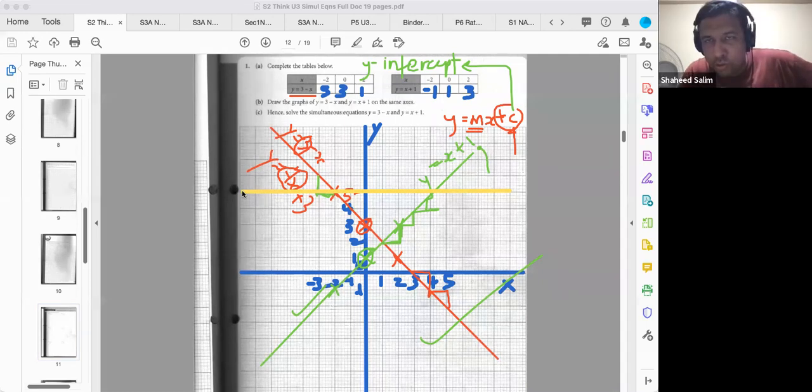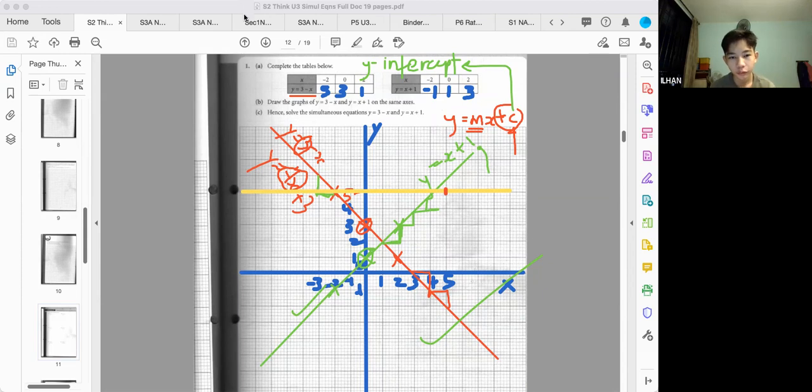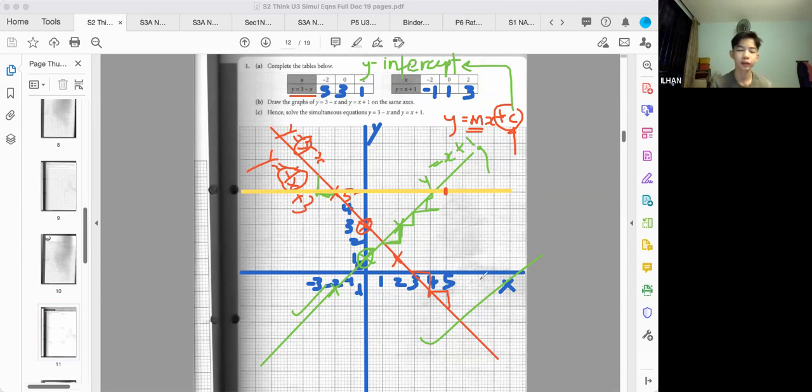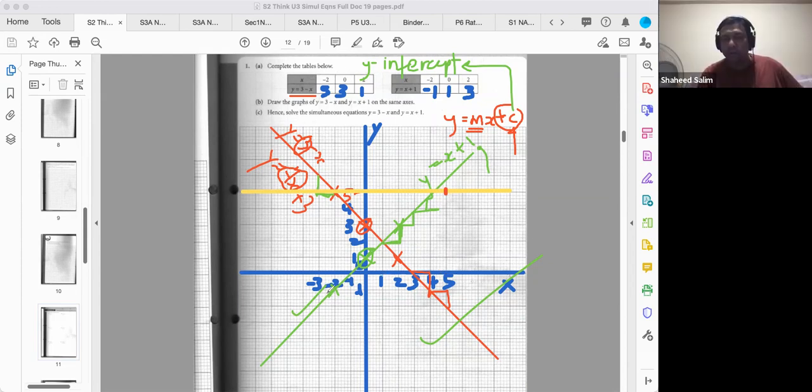Okay, now for this one, it's either y or x. So I'm going to ask you now. I'm going to put a point. You tell me what is the value of x, what is the value of y. What's the value of x here? 5. What's the value of y? X is 5, y is 5. Wait, I thought that was negative. Okay, no problem. It's not positive, down here is negative.